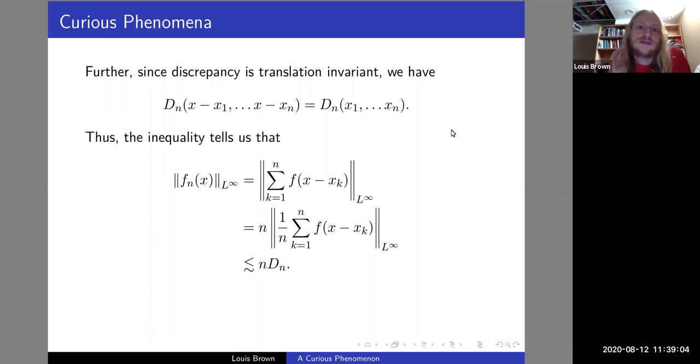So because of that, we don't care at all what x value we're evaluating on. We have the same discrepancy. So the inequality tells us that the L infinity norm of Fn, which is the sum from k equals 1 to n of f of x minus xk, well, now I can put an n on the outside and a 1 over n on the inside. And so it's telling us that this expression, that's the numerical integration, is bounded by the variation of f times Dn, but we don't care about the constant there, so that's just saying it's bounded by n times the discrepancy of those points.